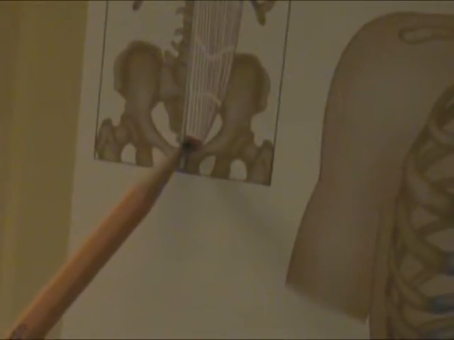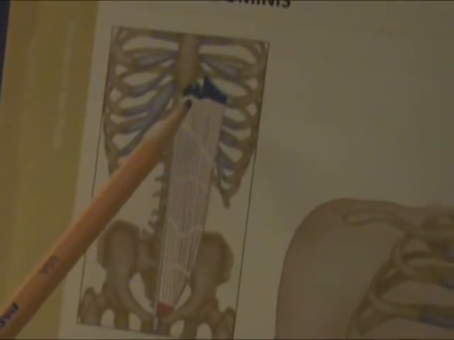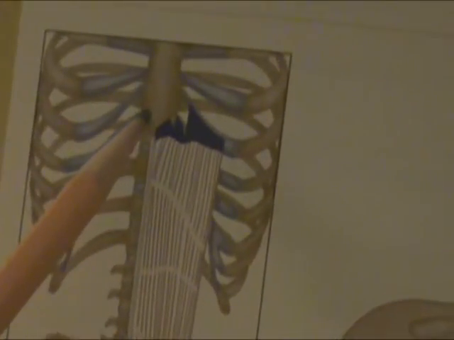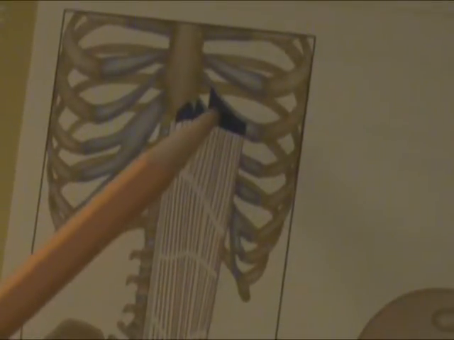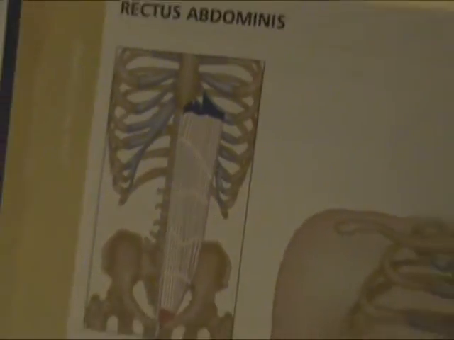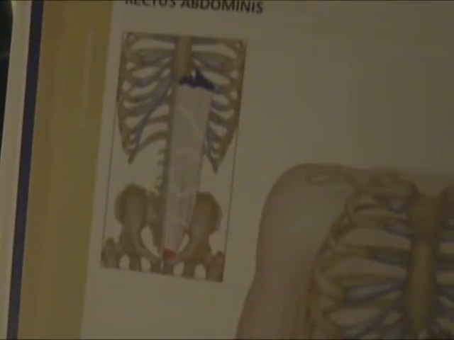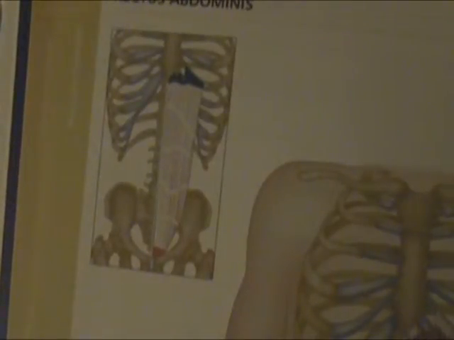The origin of the rectus abdominis is down here at the pubic crest. The insertion is here at the xiphoid process and 5 through 7 cartilage of the ribs. The action of the rectus abdominis is to flex the spine and compress the abdomen, and the joint associated with it is the spine.